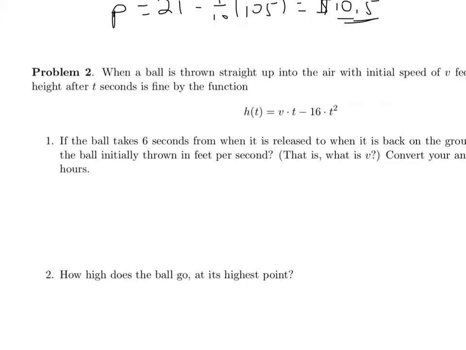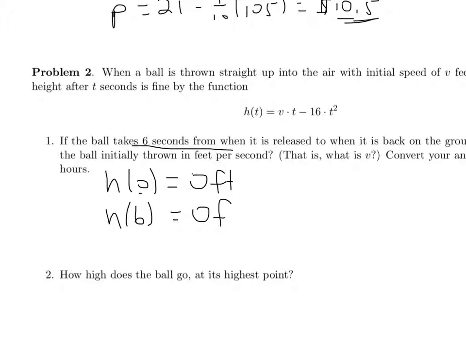So in problem 2, we're working with tossing the ball in the air. The fact that the ball takes 6 seconds from when it's released to come down again means that if we think of 0 feet as the point where I'm releasing the ball at time 0, then the piece of information I'm given here is that when you put 6 seconds in for time, you also get 0 feet. So it's back down to the point where you let it go after 6 seconds.